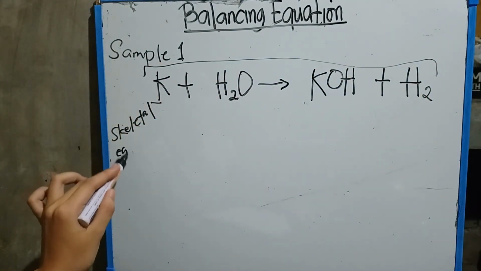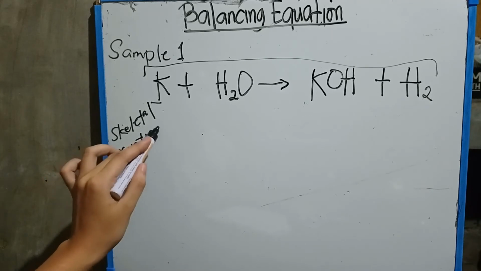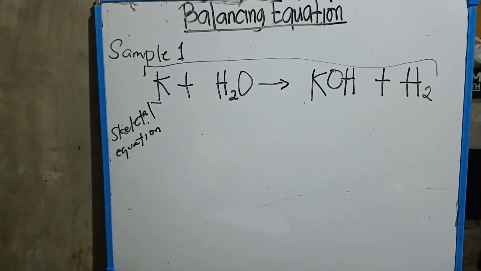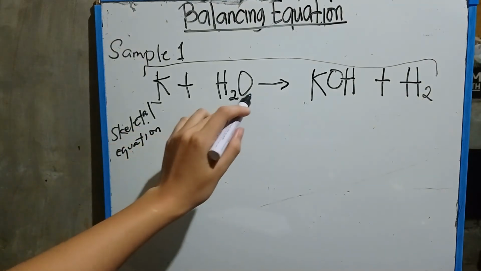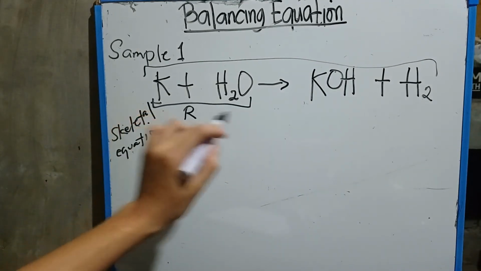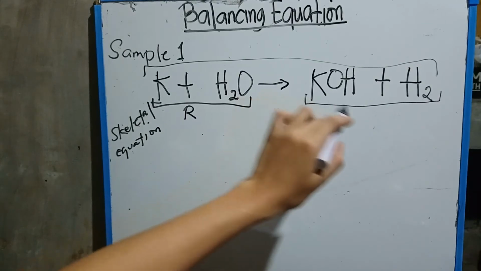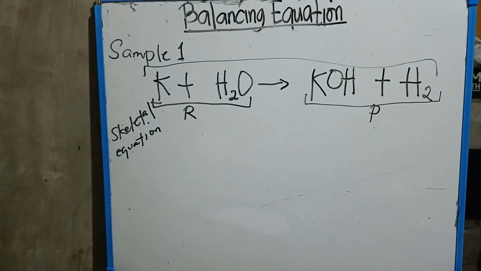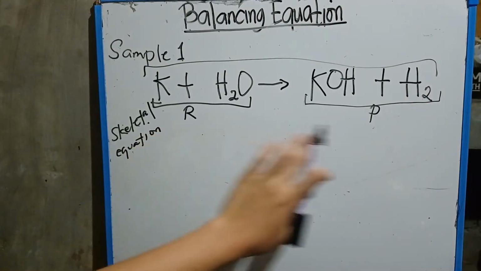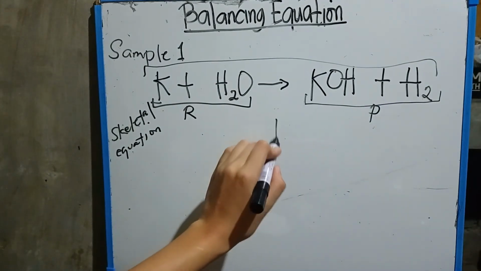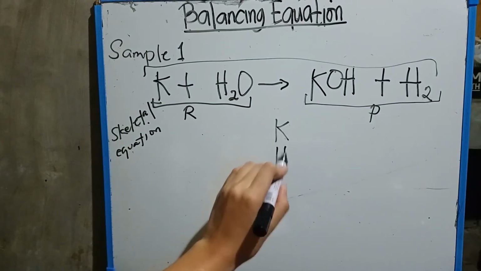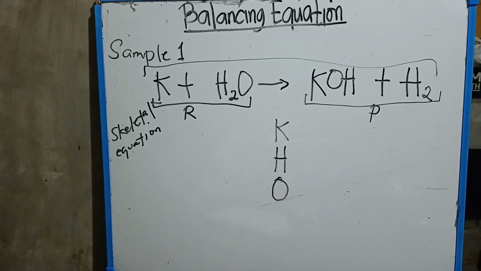It is a skeletal equation, which means that this is the equation that you're going to use on how the reactants, so this is our reactants, and our product. So that is our product. So first, we're going to write the elements that are present on both sides, from reactants to product. So we have the potassium, the hydrogen, and the oxygen.